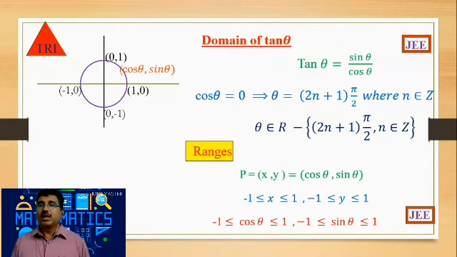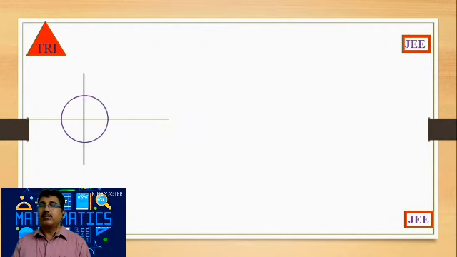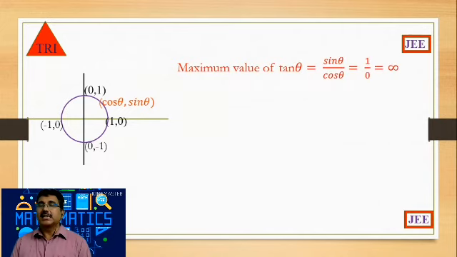Now, how to find the range of tan theta? Maximum value of tan theta occurs at one of these 4 points. Maximum value occurs at (0, 1). Tan theta is equal to sin theta by cos theta, that is y coordinate divided by x coordinate, 1 by 0, that is equal to infinity.